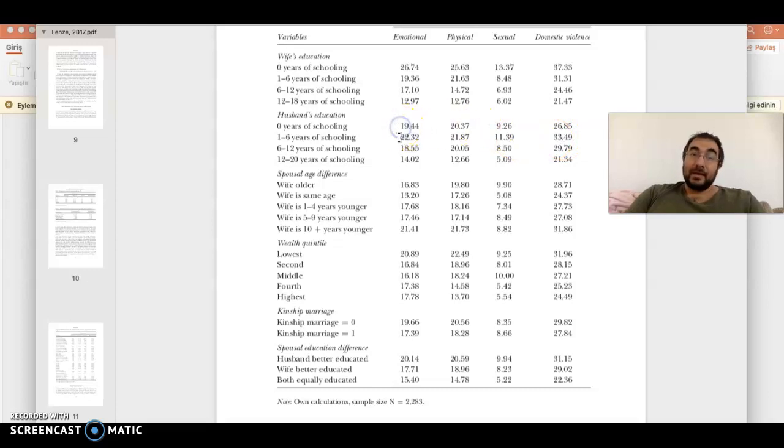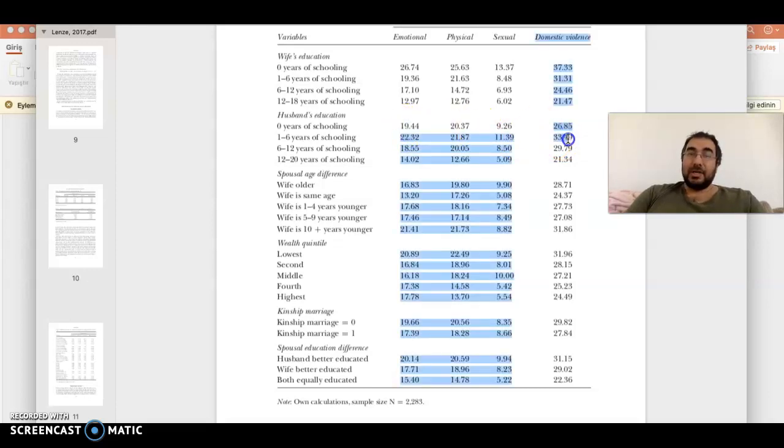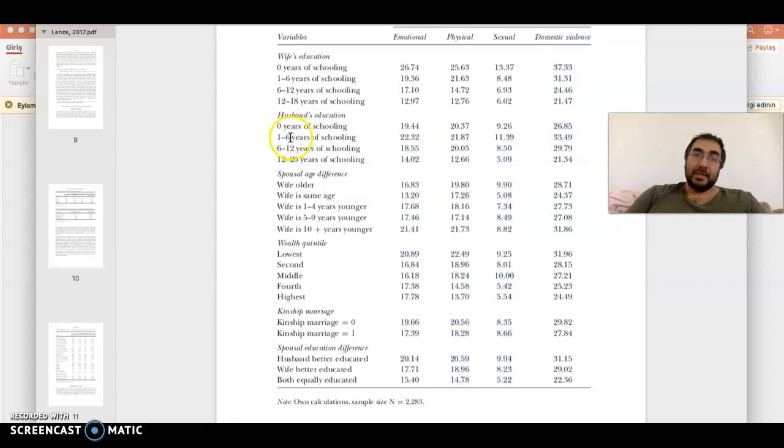When the husband has a little bit of education, between 1 and 6, the possibility of that husband being violent is higher. In every sense, I mean, in the emotional sense, in the physical sense, and in the sexual sense. But after the education years pass 6, then that possibility is decreasing.